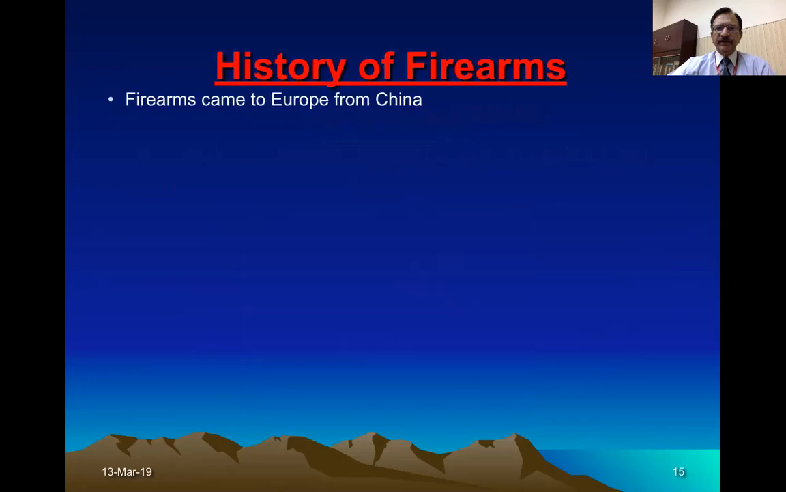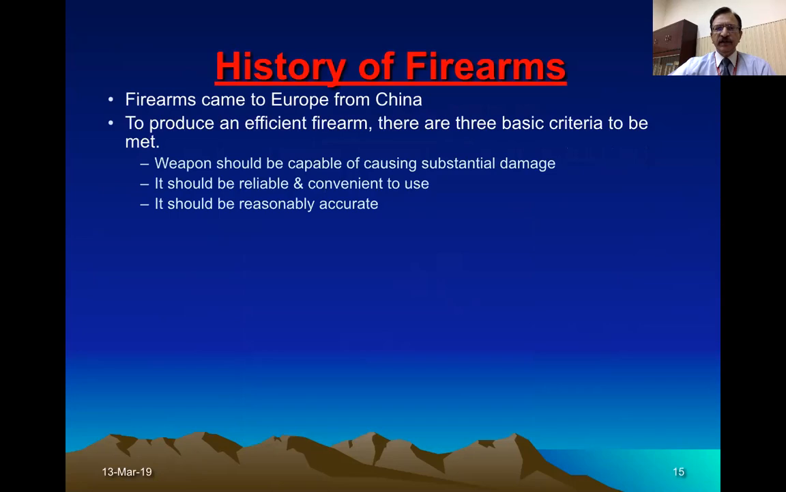It is said that firearms came to Europe from China. And since the invention of firearms, all efforts have been made to produce them more accurate, to cause substantial damage. So it should be accurate and cause substantial damage.